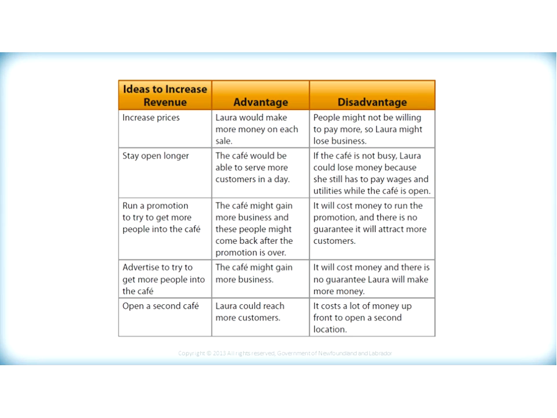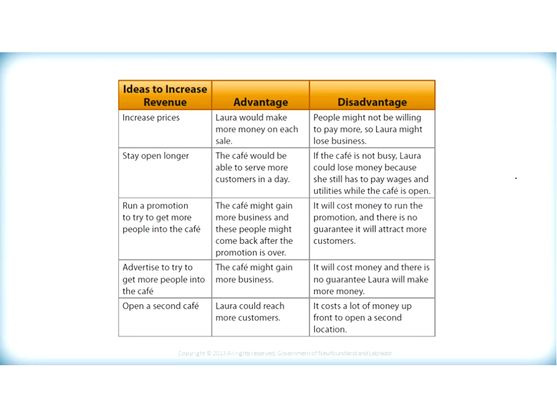The next option is to stay open longer. An advantage to that would be that the cafe would be able to serve more customers in a day if they're open more hours. A problem with that, though, is that if the cafe is not busy, Laura could lose money because she's still paying wages to her employees, and she still has to pay for utilities while the cafe is open. The longer it's open, the more the utilities are going to be, because the machines are going to be running longer, and the lights will be on, the heat will be on, and things of that nature.